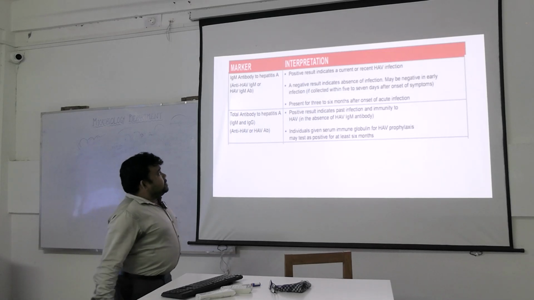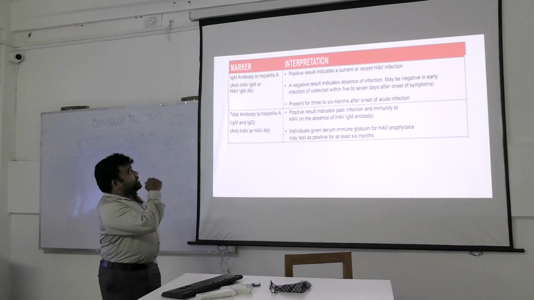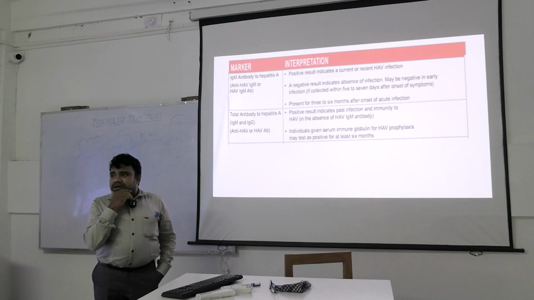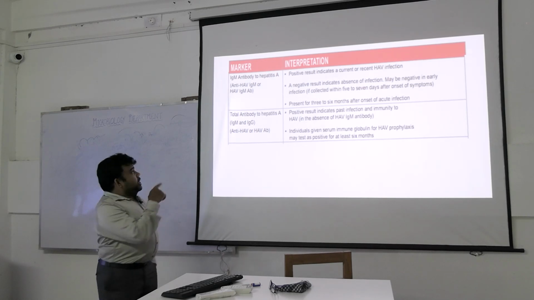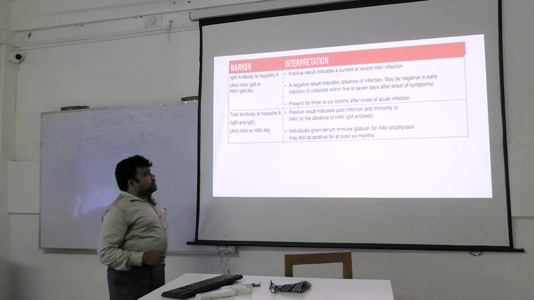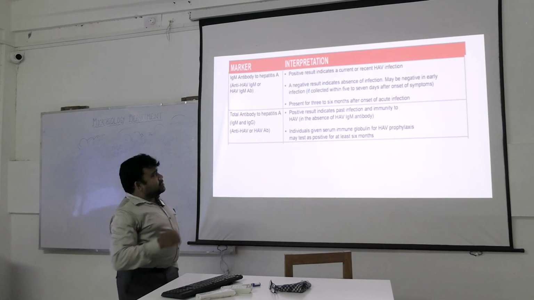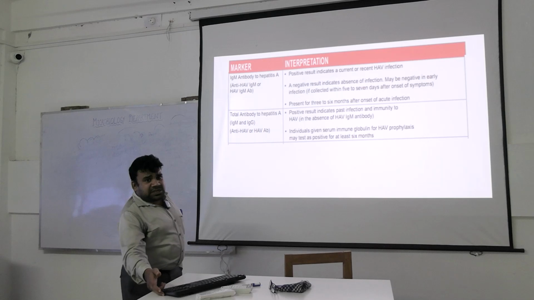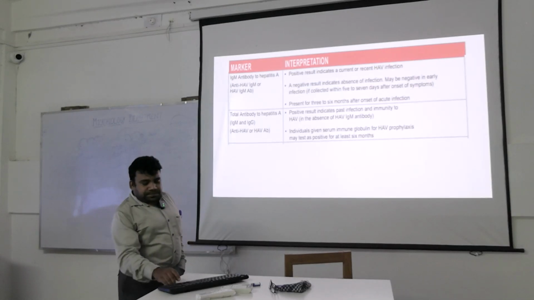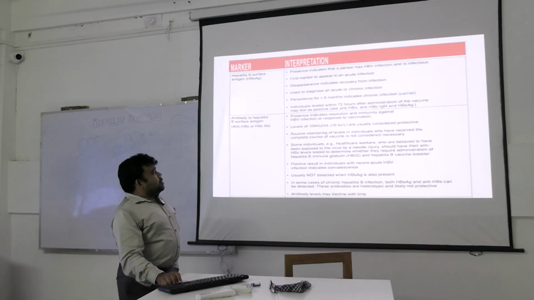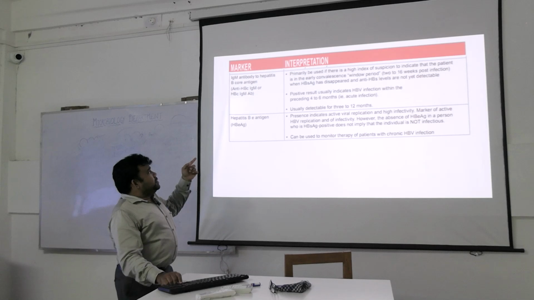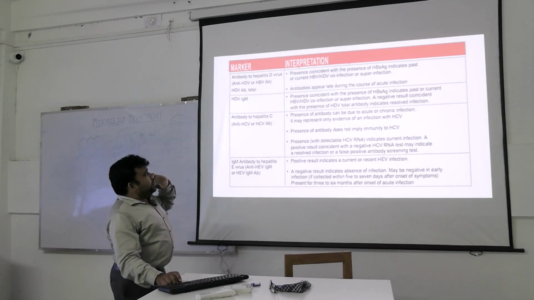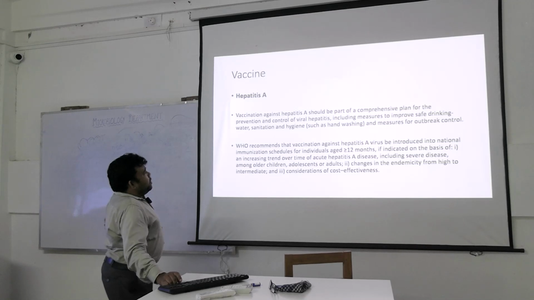Now, these are the interpretations. If IgM antibody is positive, that means the patient is affected with hepatitis A. If the total antibody of hepatitis A is present, IgM and IgG, if IgG is present, it is a past infection. If IgM is present, that means it is a recent infection. Similarly, hepatitis B, I think you all know. Of hepatitis D, C, you can go through this.